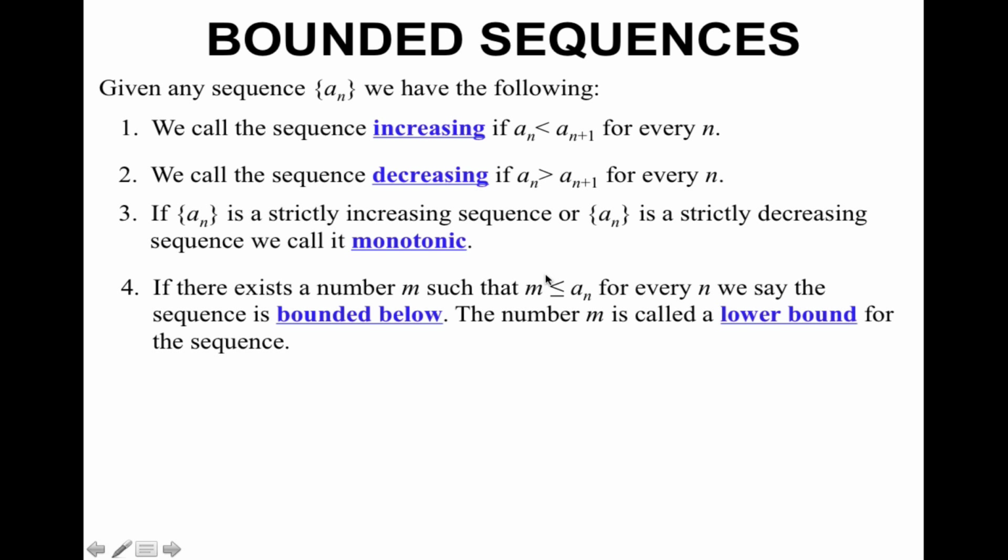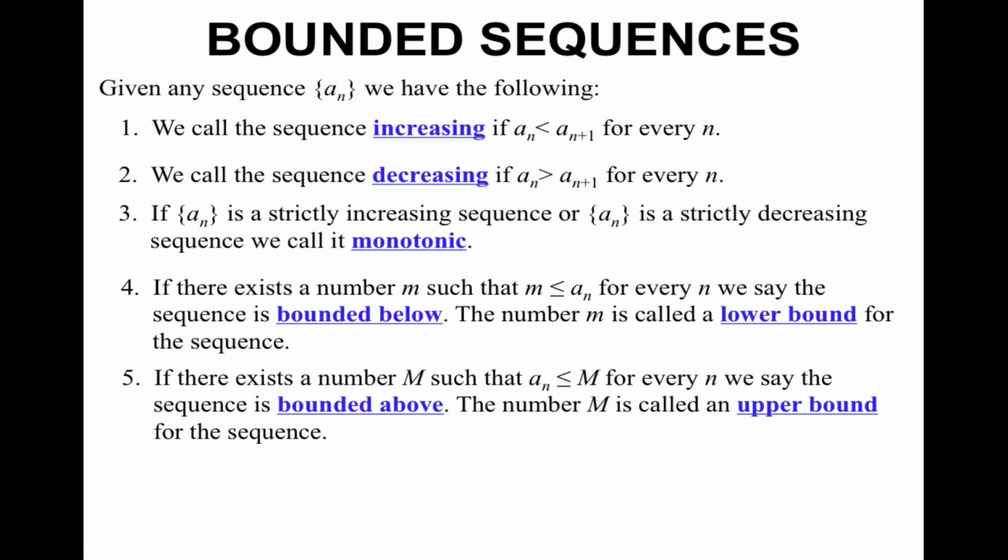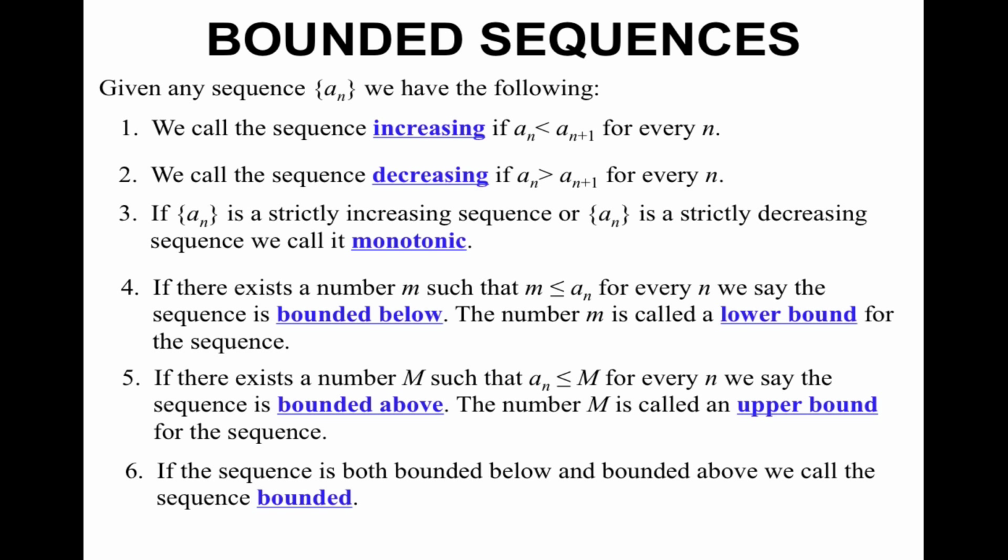For the fourth one, if there exists a number m such that m is less than or equal to a sub n for every n, we say the sequence is bounded below. The number m is called the lower bound for the sequence. If there exists a number big M, such that a sub n is less than or equal to big M for every n, we say the sequence is bounded above, where the number M is called an upper bound for the sequence. And then sixth, if the sequence is both bounded below and bounded above, we call the sequence just bounded.